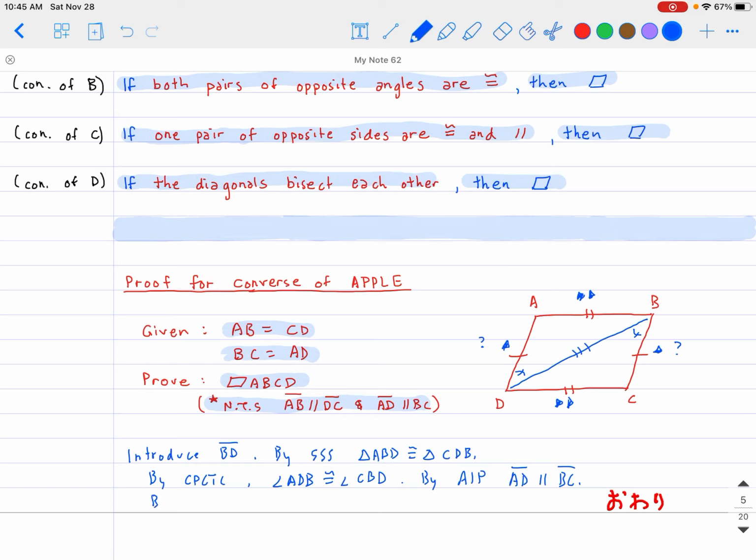And similarly, now we can say that by CPCTC again, angle ABD is going to be congruent to angle CDB. So these two angles right here are going to be congruent to each other by CPCTC. And from there, you can see that they are also alternate interior angles, but to the sides of AB and DC. So now we can say by AIP, AB is going to be parallel to DC. All right, so there you go.